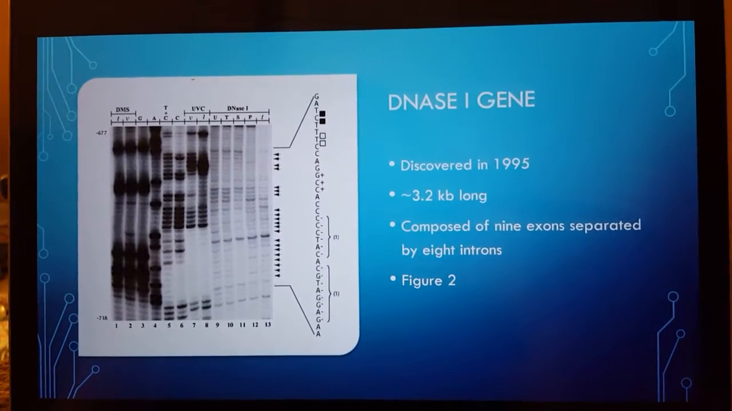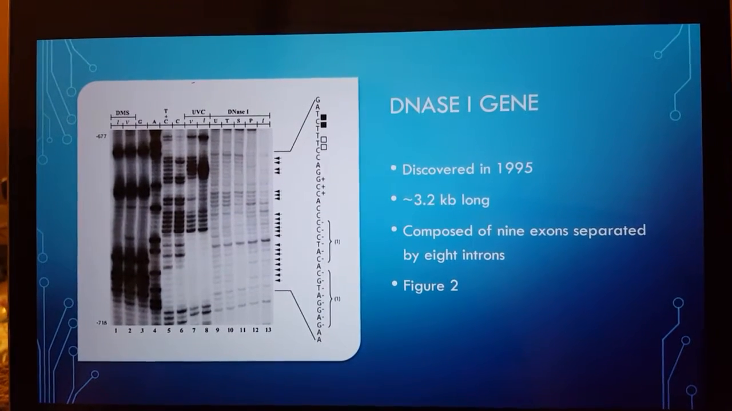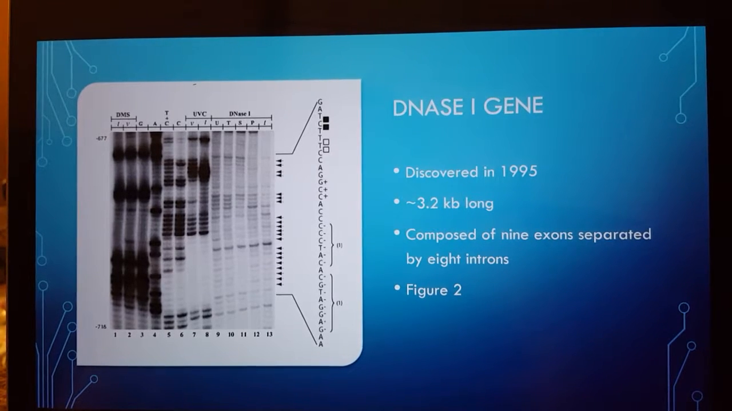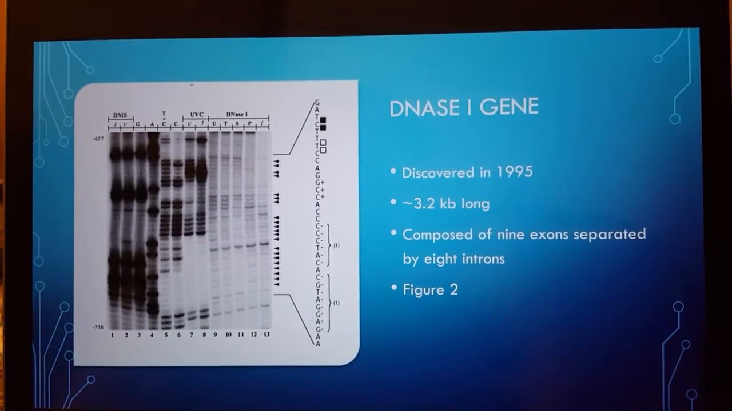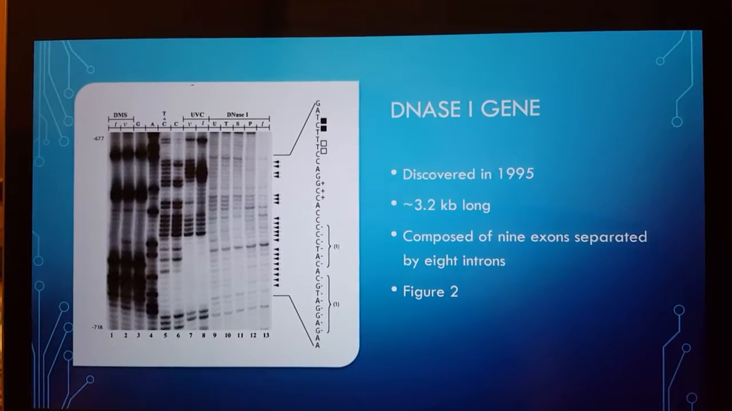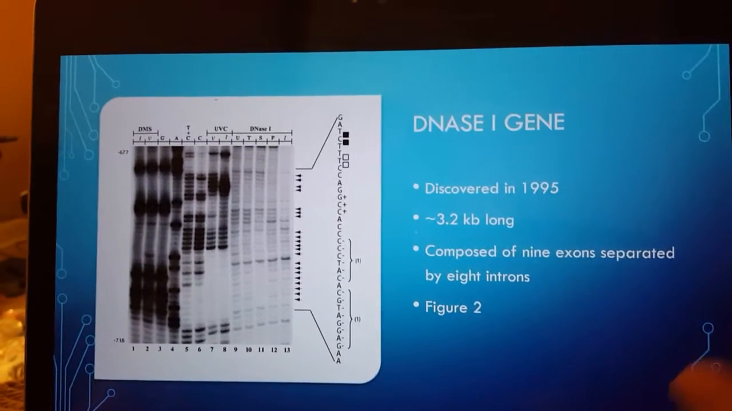And then this is the DNase 1 gene. It was discovered in 1995. It's about 3.2 kb long. It's composed of 9 exons separated by 8 introns. And it's figure 2.